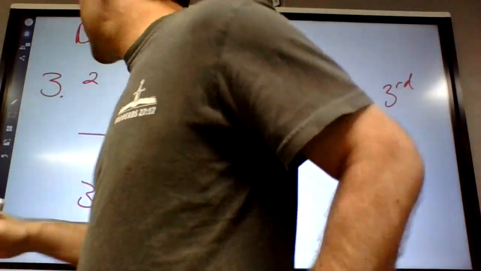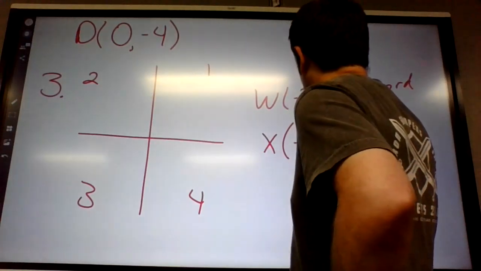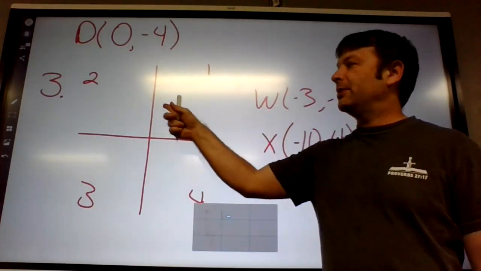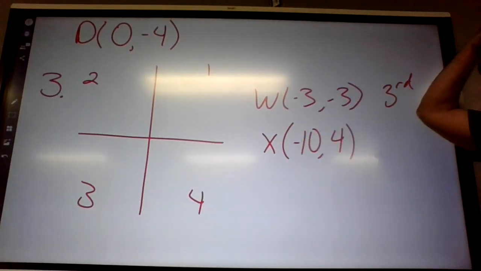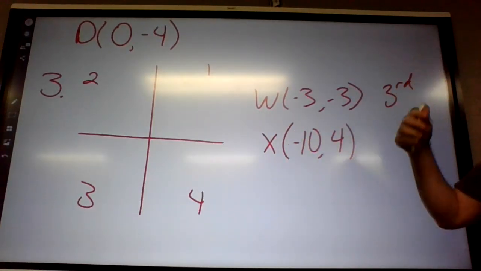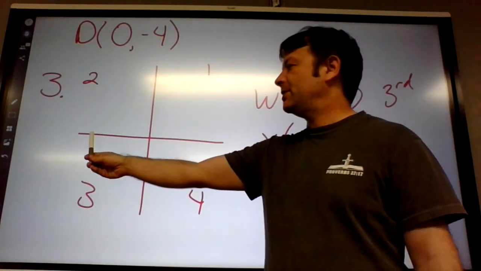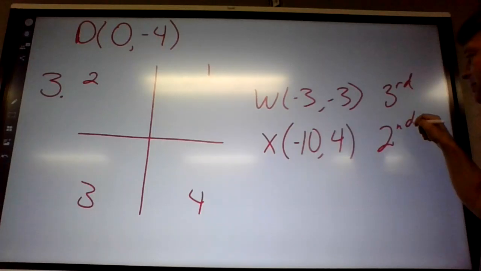Okay, X is -10. Draven, where's -10 at? I just drew this so we have something to look at. Second quadrant. -10, +4, somewhere over there. Second quadrant.